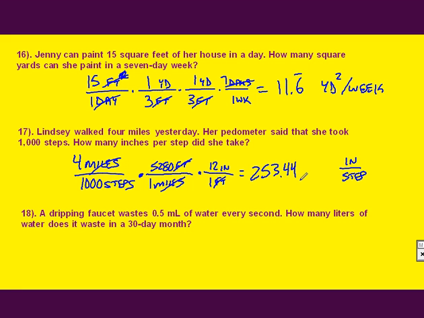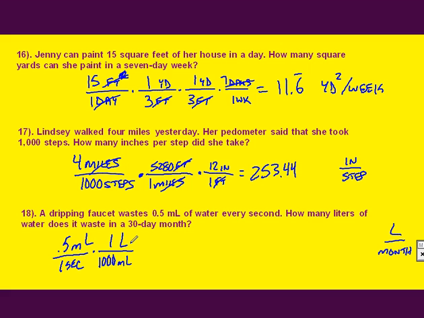All right, and 18, the toughest one here, we have 0.5 milliliters per second. 0.5 milliliters for every second. And I need to get to, in the end, liters per month. How many liters in a 30-day month? So let's get to liters first. Milliliter, we always think of as 1,000. 1,000 milliliters gets you 1 liter.